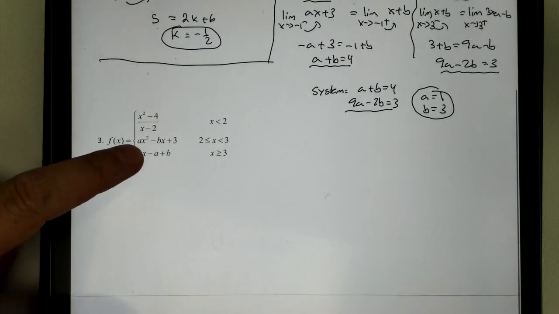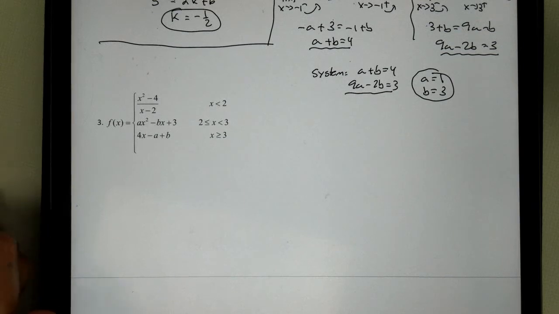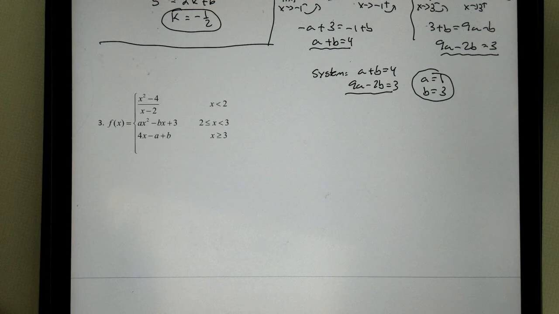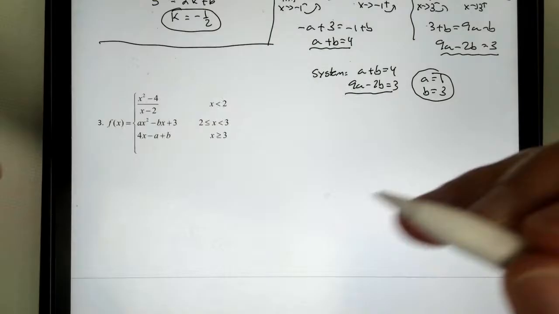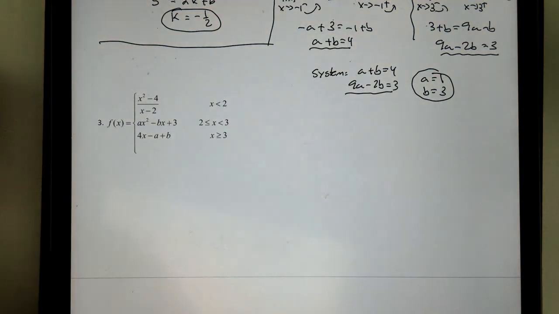All right, let's try the next one here. Oh man, this one looks pretty hazy for us, okay? So let's get busy with this one. Same thing as number 2. I got 3 equations here. So I want to find the values for a and b so that this would be continuous. So what do I have to do?